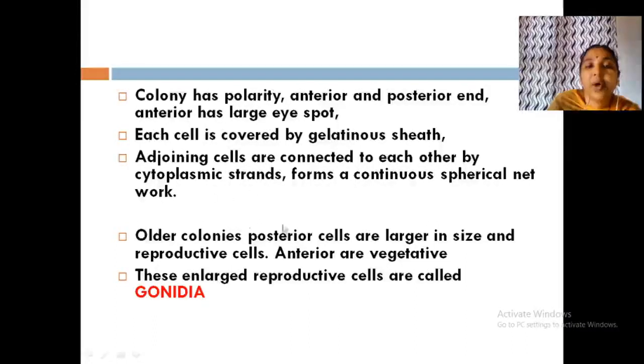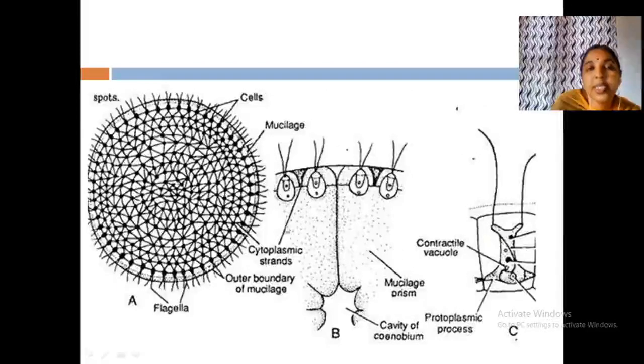Okay. Then older colonies are present in the posterior part of the colony. Then some cells are enlarged and function as reproductive parts, and that cell is known as what? Gonidia. Okay. So in the colony, some cells in certain regions are very large, and they act as reproductive cells, and that is called as what? Gonidia. Clear? See, this is the typical structure of the Volvox cell.